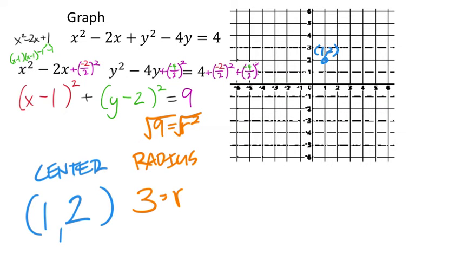But then I got my radius at 3, so I just need to go in 3 in all directions from that one. So I'm going to start to the left 1, 2, 3. To the left gives me this point, (-2, 2). Then I'll go down 1, 2, 3. That's at (1, -1). And then to the right 3, 1, 2, 3, at (4, 2). And then up 3, 1, 2, 3, at (1, 5).